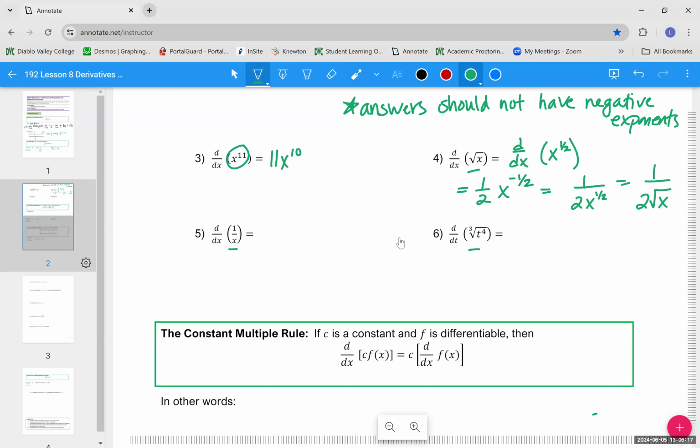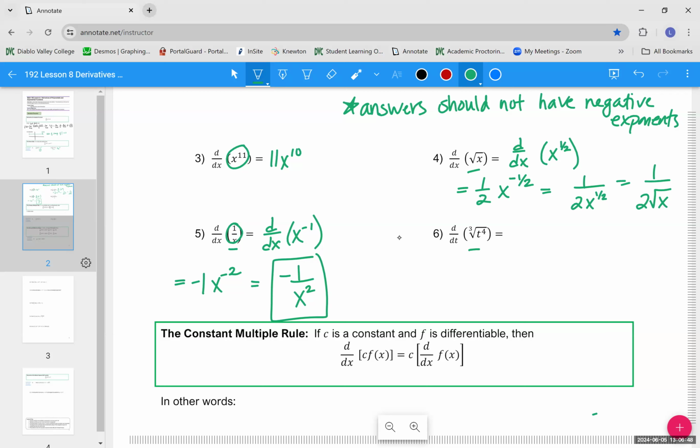Okay, carrying on to the next one. Again, 1 over x is not currently written as x to a power. In order to apply this power rule, it has to be x to a power. So you're going to want to rewrite that as x to the -1. Then you can apply your power rule. And again, just move that negative exponent down so it becomes a positive exponent.